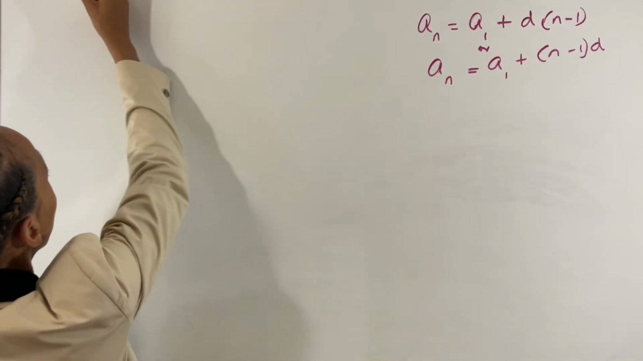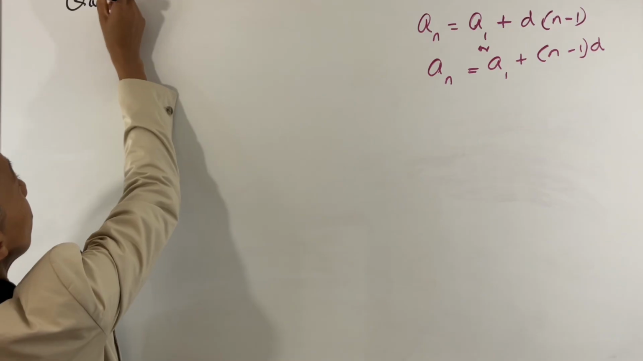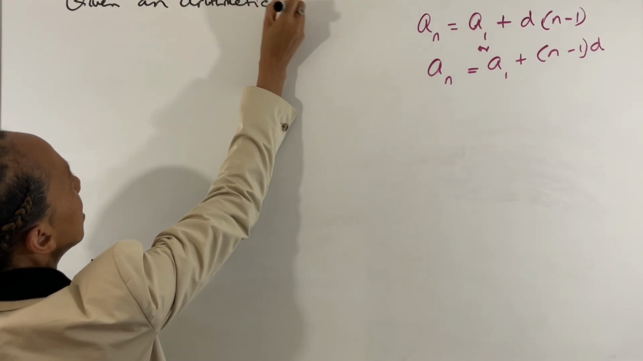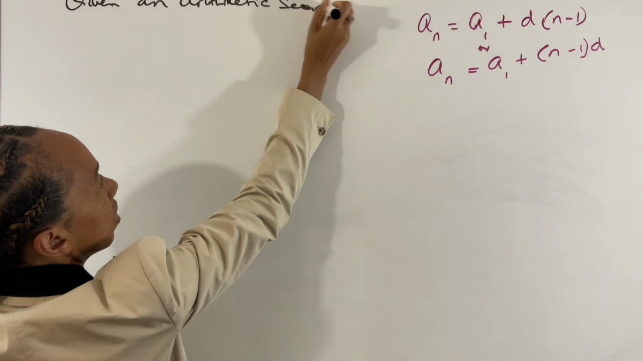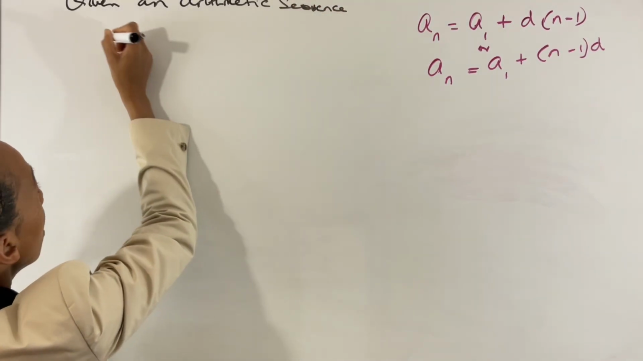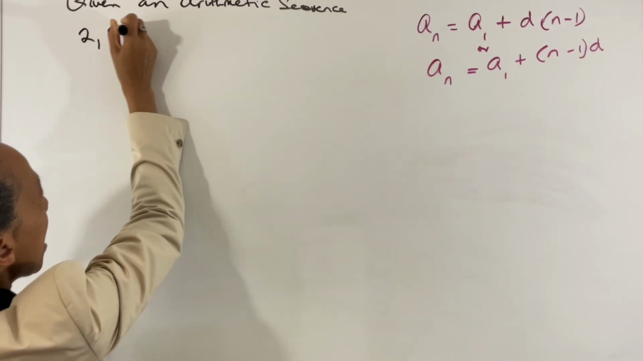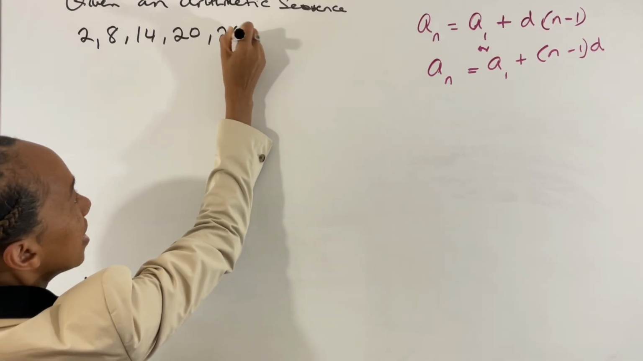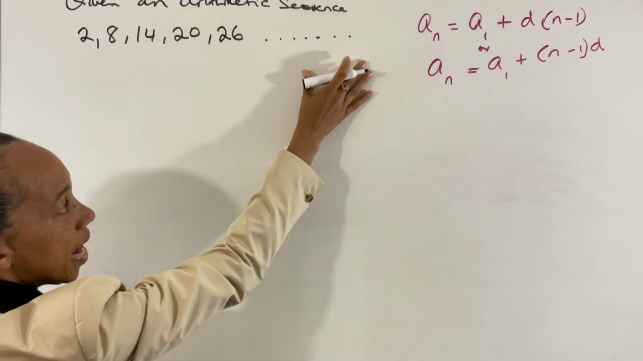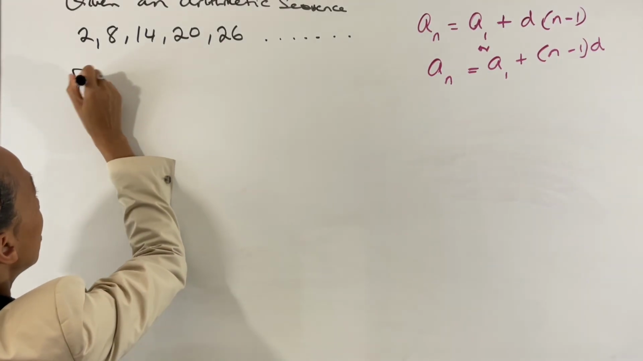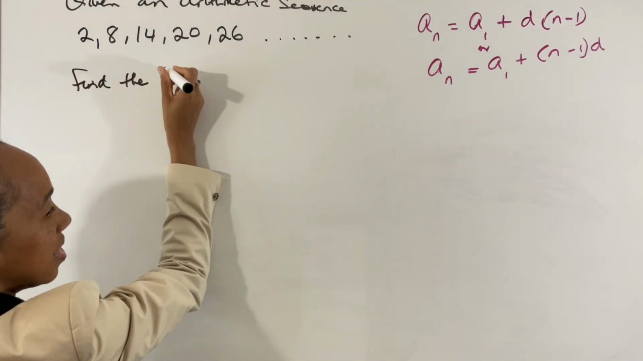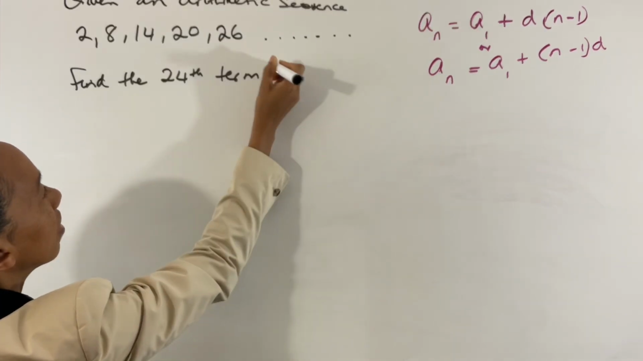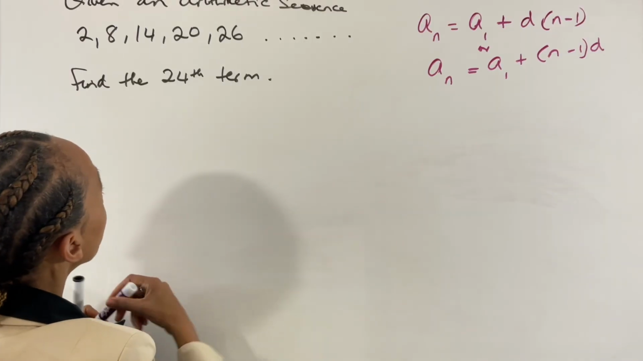The question is, given an arithmetic sequence, right, where you have 2, 8, 14, 20, and 26, and I'm showing that it continues, you're to find the 24th term.